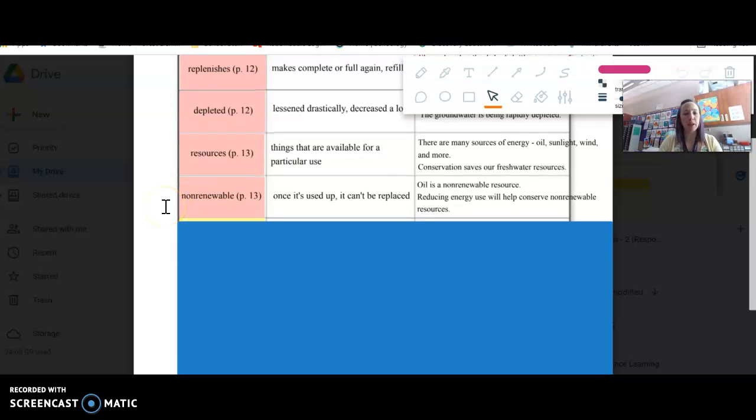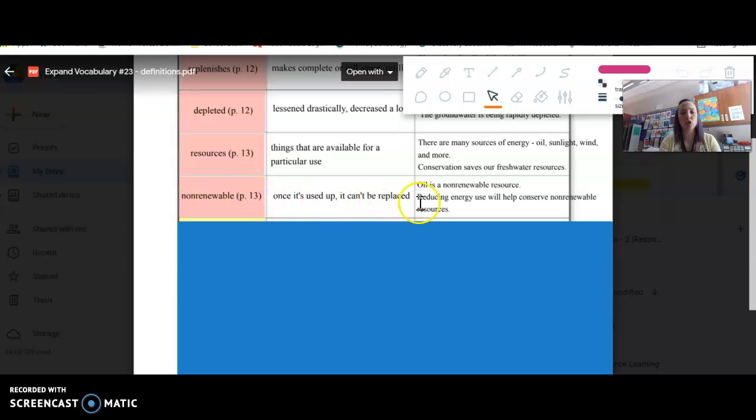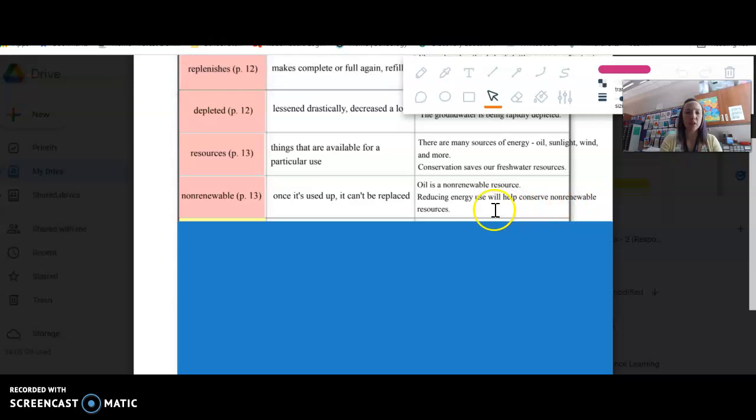Non-renewable. Once it's used up, it can't be replaced. So not renewable, right? That prefix of non gives us a clue about what it means. So oil is a non-renewable resource. We have renewable and non-renewable resources we'll talk more about, but oil is one of those ones that took millions of years to get here, so we consider it to be non-renewable. Reducing energy use will help conserve non-renewable resources. So those resources like oil and gas and things like that that are not renewable. Things like sun and wind are renewable because they can't be used up.